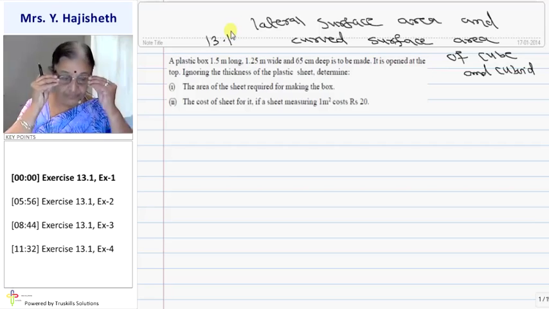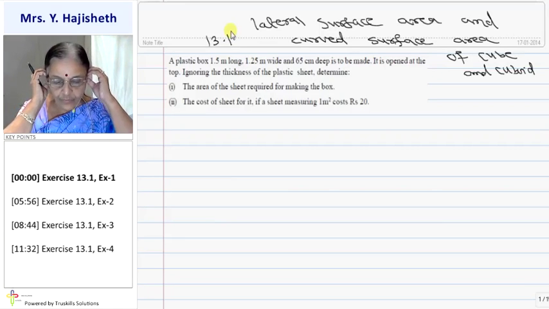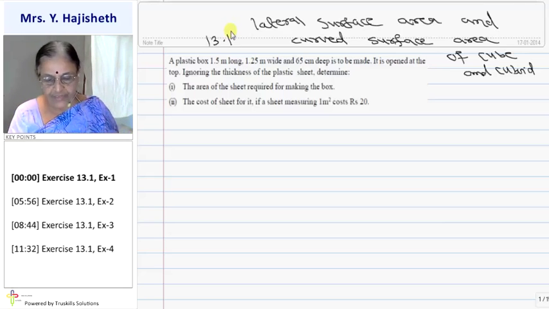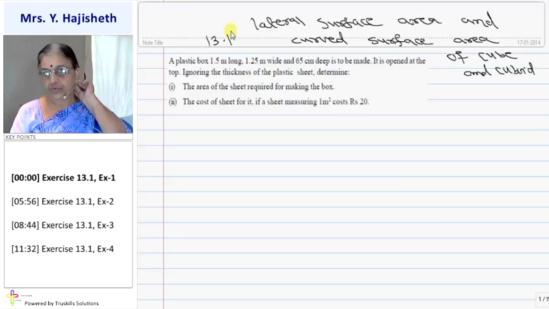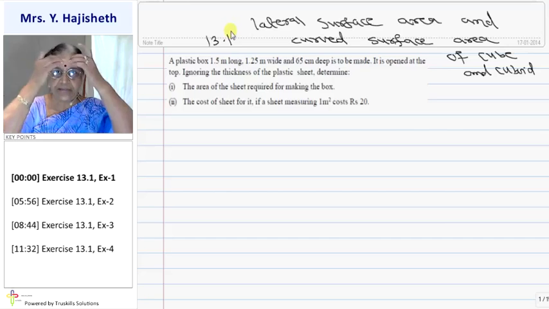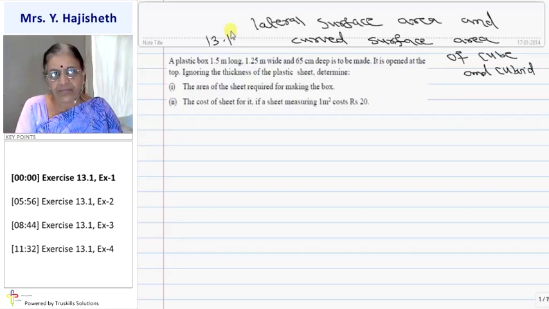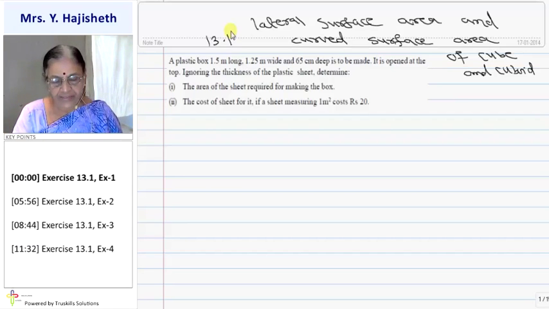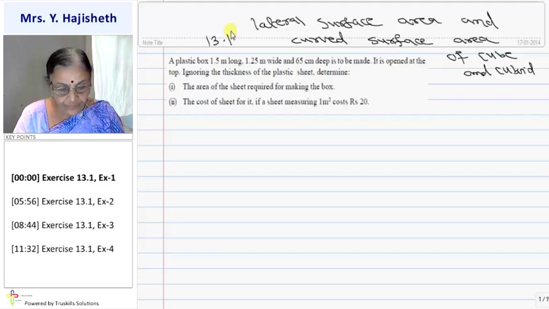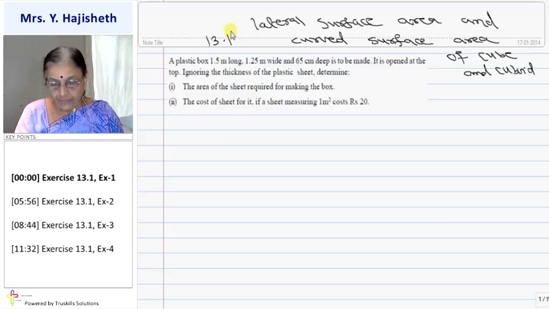First sum: a plastic box 1.5 meter long and 1.25 meter wide and 65 centimeter deep. See, two measurements are given in meter and one measurement is given in centimeter. So either you should take all the measurements in centimeter or in meter, okay? It is open at the top. Ignoring the thickness of the plastic sheet, determine the area of the sheet required for making the box. The box has to be made without top.